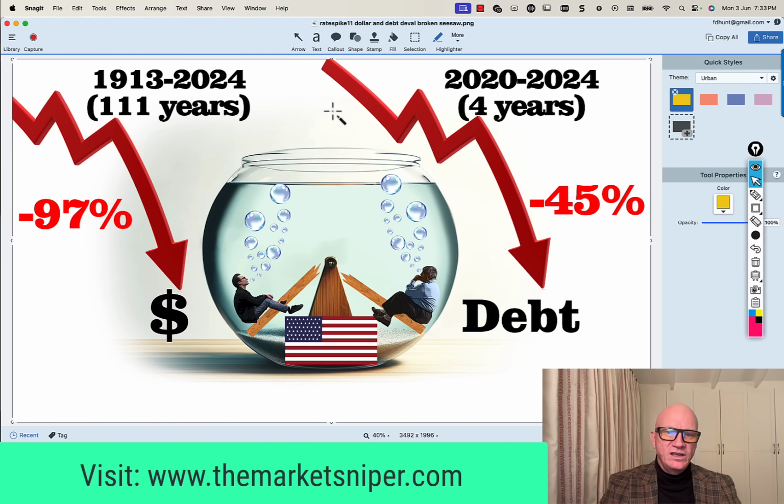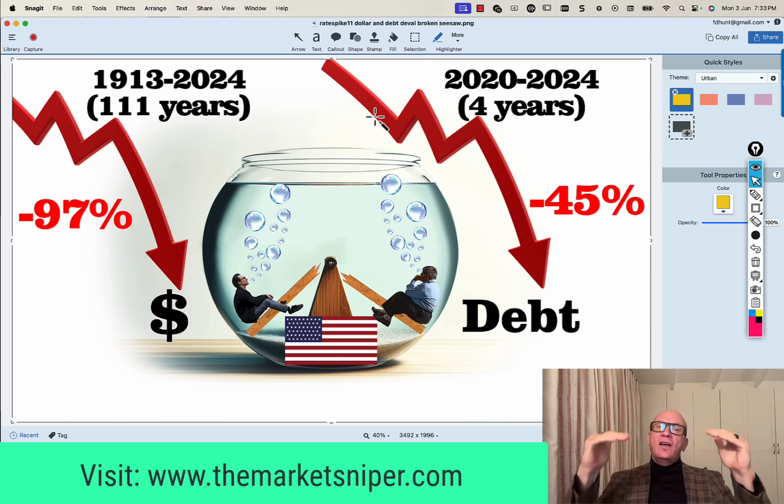So what you are having is actually a devaluing, contracting fiat and debt system. And whilst I've shown it as broken, it hasn't fully snapped yet. It's flexed so that both the skinny guy and the fat guy are underneath an ever increasing level of water. 97% down in 111 years, 45% down in your debt market, and we just measured that in the last 4 years from its high.